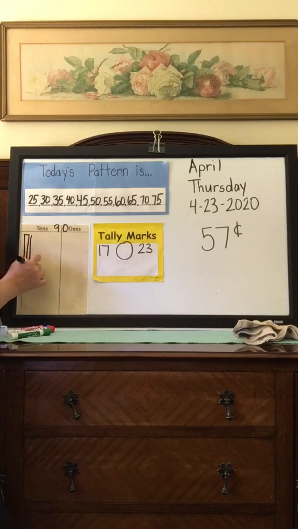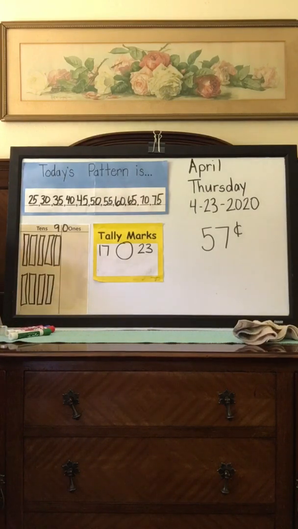10, 20, make sure you're clapping, 30, 40, 50, 60, 70, 80, 90. Let's see if that's 9 groups of 10, sets of 10. 1, 2, 3, 4, 5, 6, 7, 8, 9. Very good. Let's count by tens. 10, 20, 30, 40, 50, 60, 70, 80, 90.